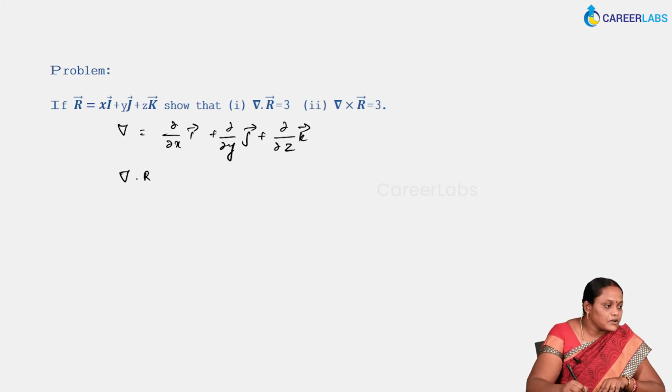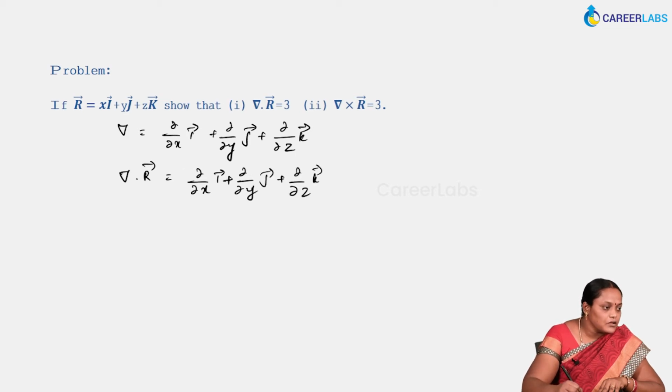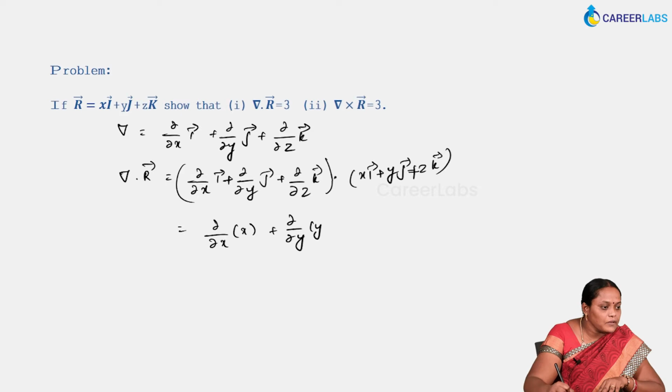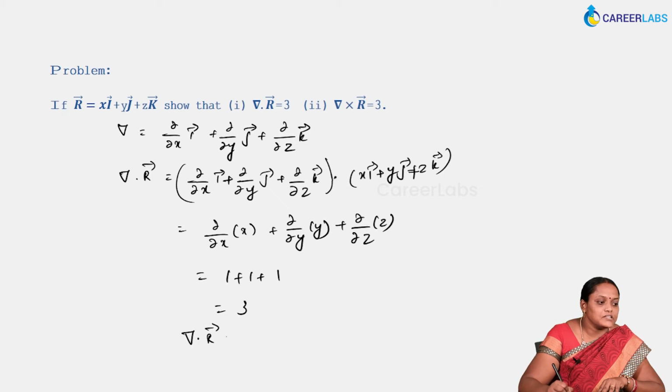So, del dot r vector will be equivalent to dou by dou x i vector plus dou by dou y j vector plus dou by dou z k vector, dot product with r vector, which is nothing but x i vector plus y j vector plus z k vector. We know that i dot i is equal to 1, j dot j is equal to 1, k dot k is equal to 1. So, this is nothing but dou by dou x of x plus dou by dou y of y plus dou by dou z of z. So, when you differentiate, you will get 1 plus 1 plus 1. So, this will give you the answer as 3. Therefore, del dot r vector is nothing but 3.